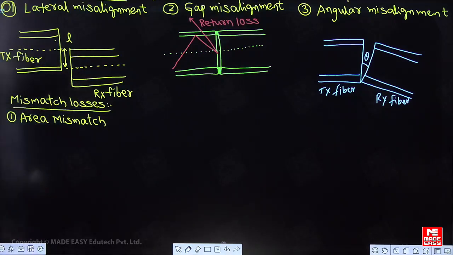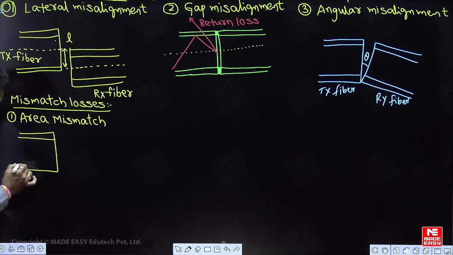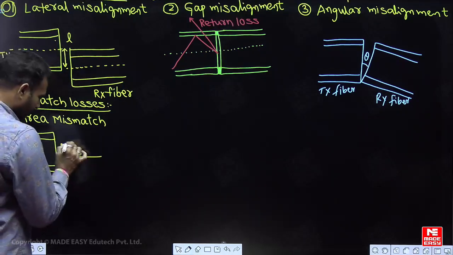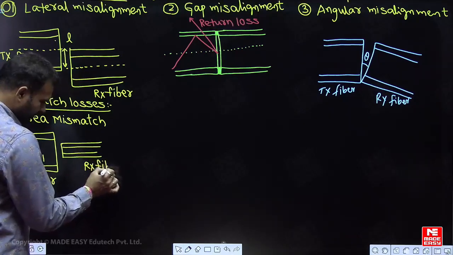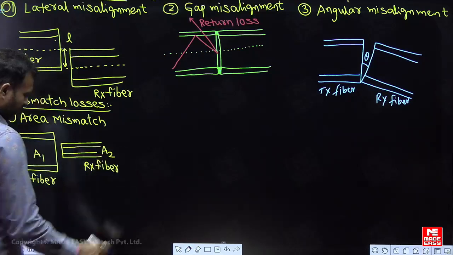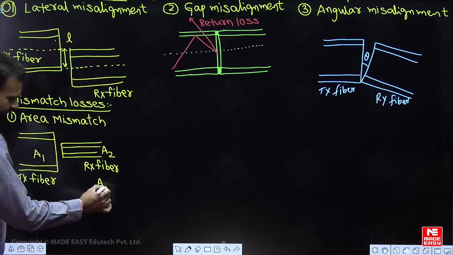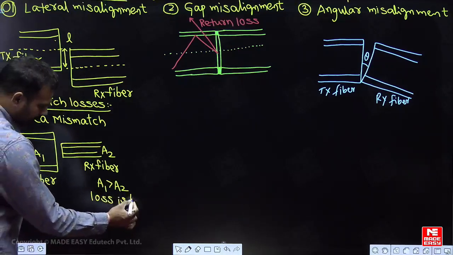So, when we find out the area mismatch, this is the fiber which is called the transmission fiber. The area of the transmission fiber is equal to A1. This is called the receiving fiber. The area of the receiving fiber is equal to A2. Observe carefully one point. The transmission fiber area A1 is greater than A2. A1 is greater than A2. Loss is high.